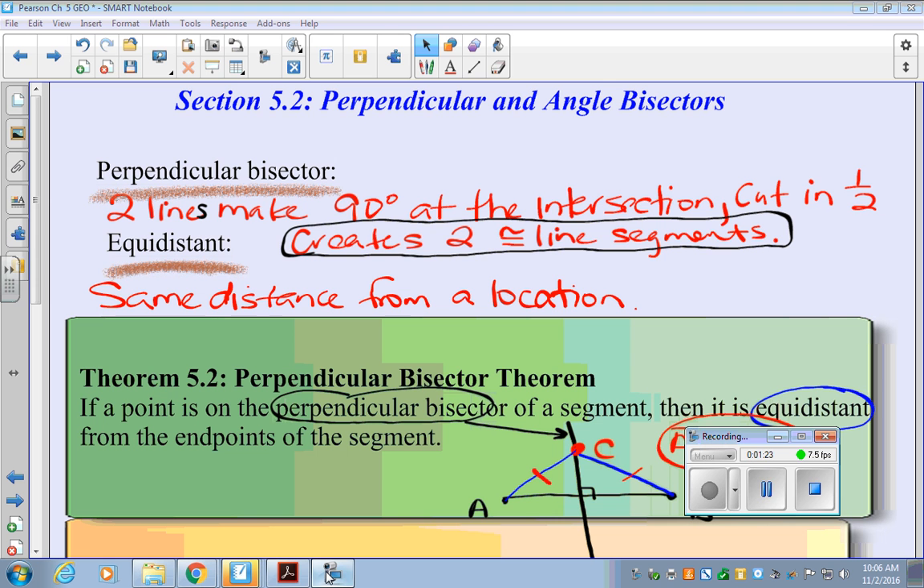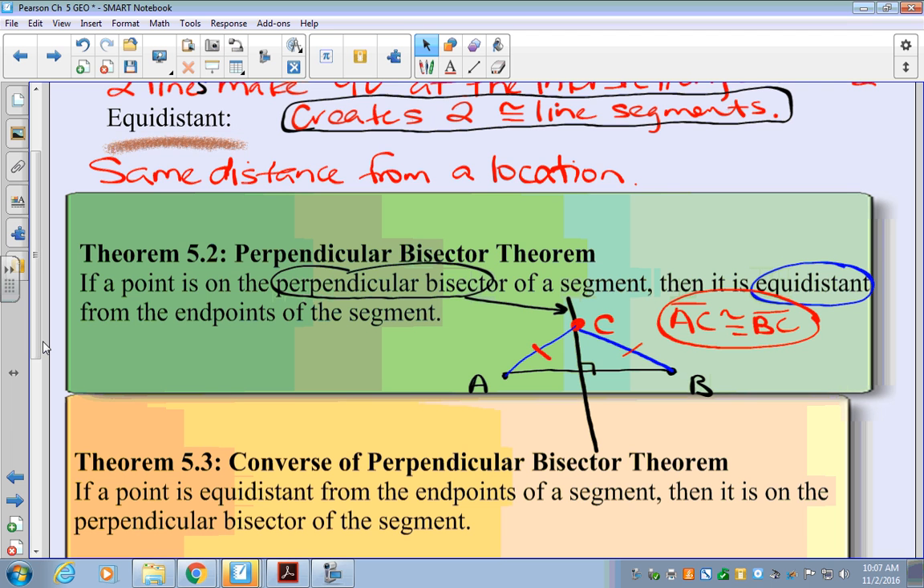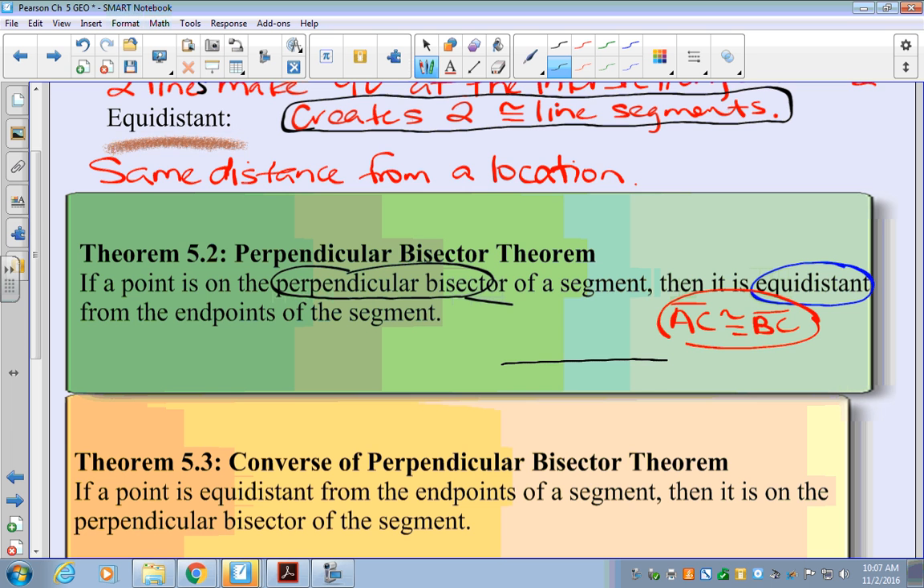Okay, so let's talk about this perpendicular bisector theorem. So if a point is on the perpendicular bisector of a segment, let's just redraw this segment together. So let's draw our line segment. We'll call it AB. Boy, it seems like we've done that before, huh? AB. And we have a perpendicular bisector all the way down. He makes a 90 degree angle and he cuts AB in half. We'll call that center point C.